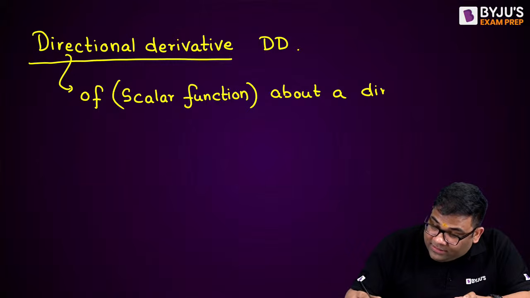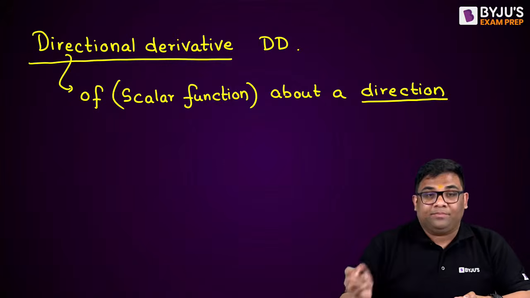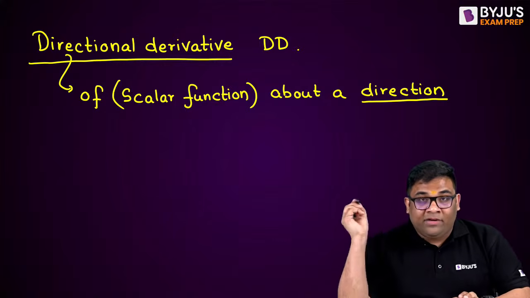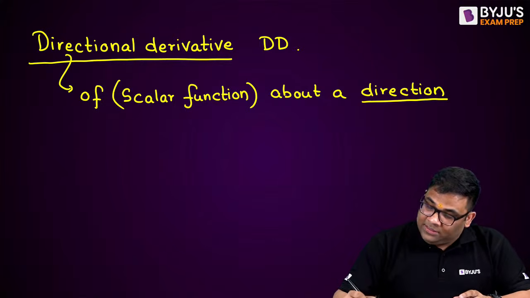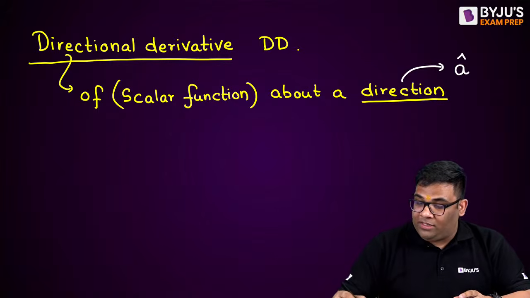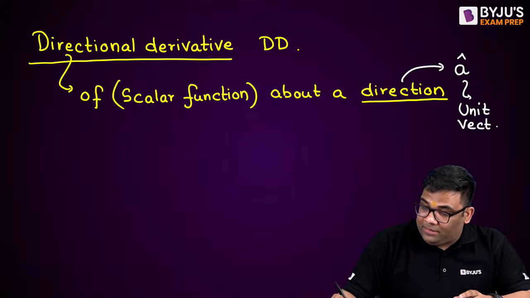About a direction. Now when I say direction, any direction can be represented by a unit vector, right? Yes. Suppose that direction is having a unit vector of a cap. Okay, this is a unit vector, right? Unit vector in the direction of that particular direction, right?